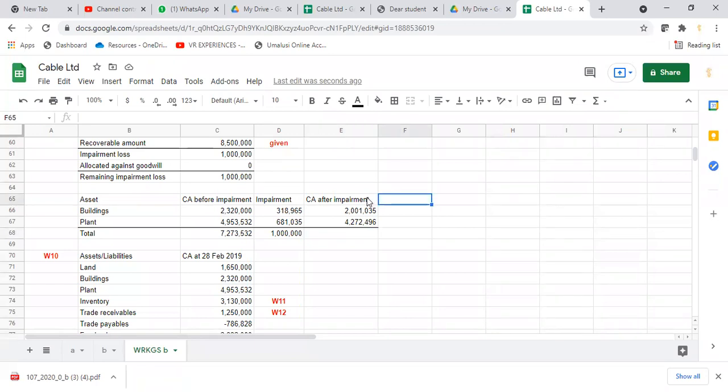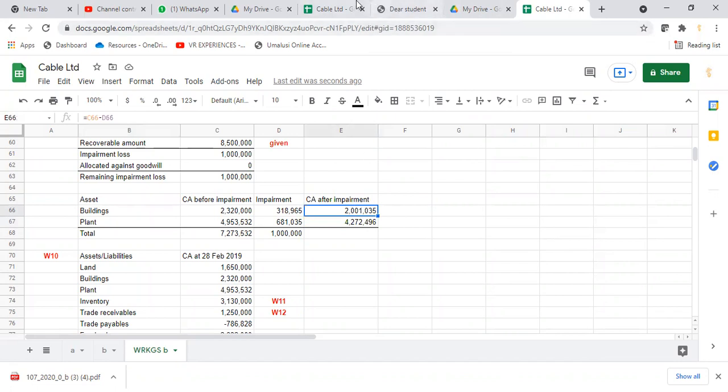Once you do this step over here, you need to do another step. And the other step is to ask yourself a question. Is the carrying amount after impairment less than the asset's recoverable amount? Now, they never gave us recoverable amount for plant and for buildings, so therefore it is fine. Okay, actually they gave us for plant. I think they gave us for the buildings. So the building was like 2.4. So you can see that the recoverable amount of buildings is not less than the carrying amount after.